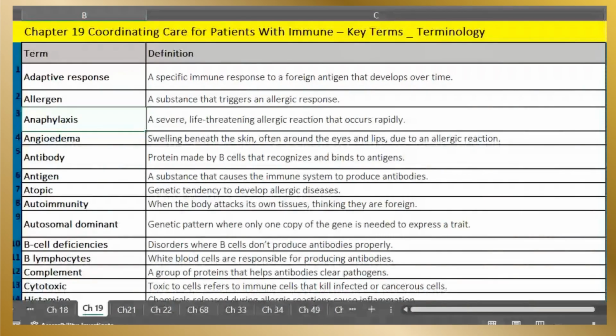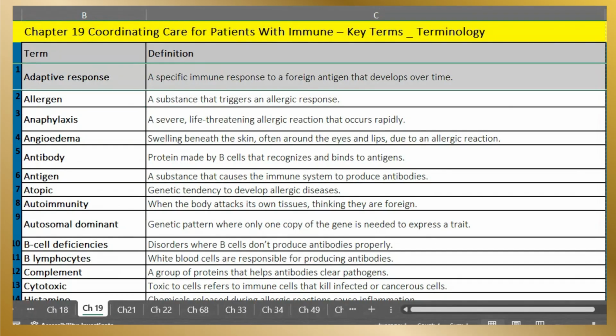Hi, welcome back to a new chapter of terminology. We have chapter 19, coordinating care for patients with immune disorders. This chapter is also very long in key terms. There are 28. So let's start with number 1.